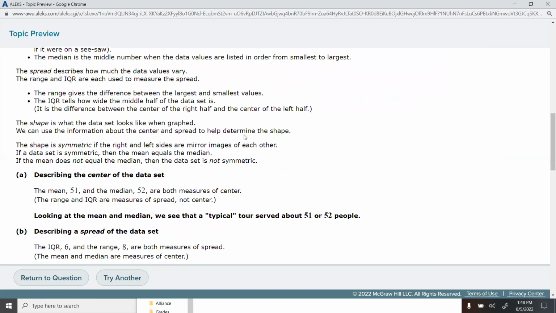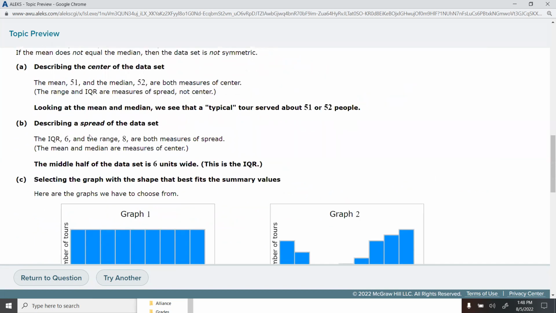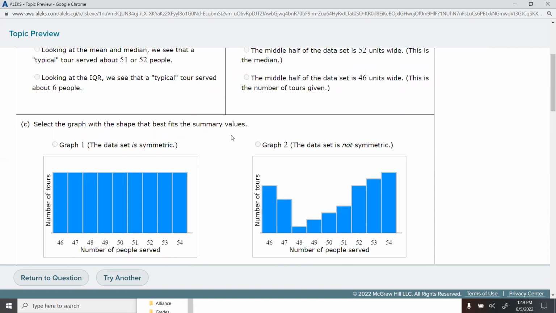Let's see what the author has to say. So describing the spread of the data set, the IQR 6 and the range 8 are both measures of spread. They only gave you a choice of one of those two. So you pick the one that actually talks about it.